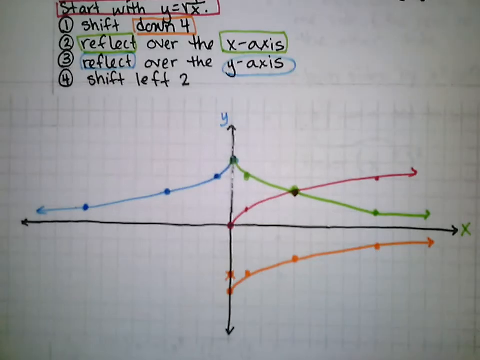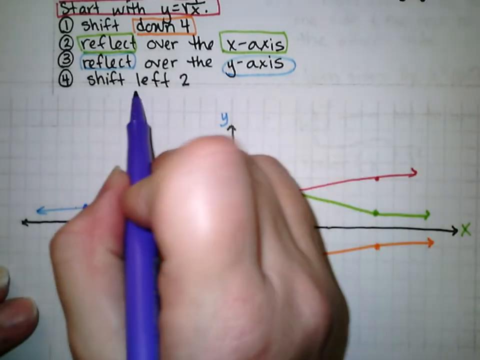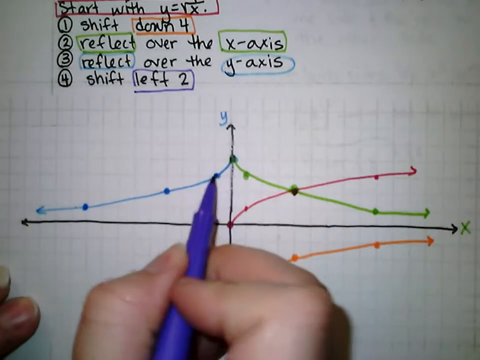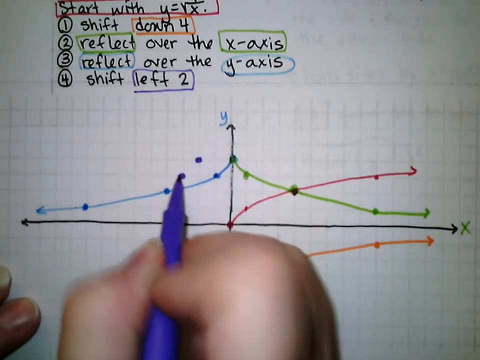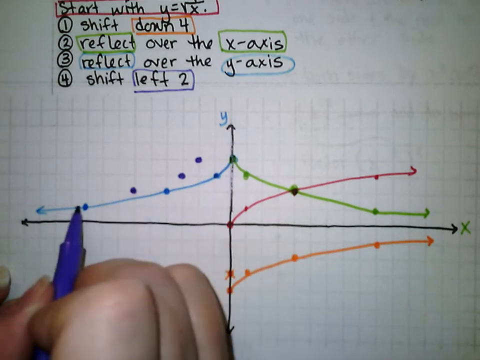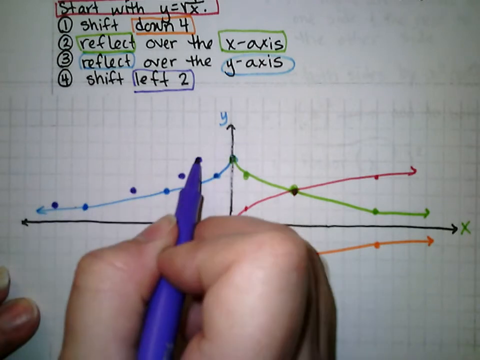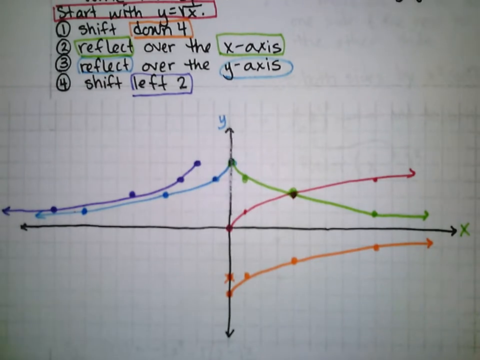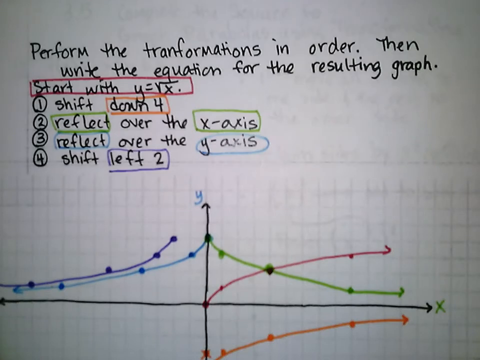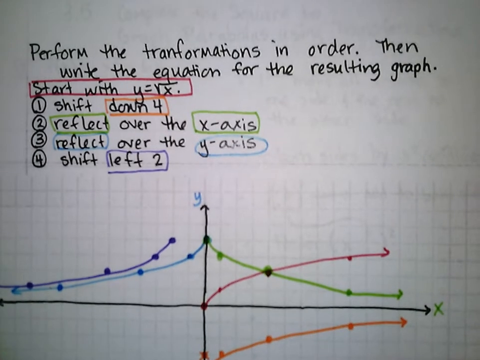And then finally, it wants me to shift left 2. So each ordered pair, go left 2, left 2, left 2, left 2. And then I'm supposed to write the equation for the resulting graph.